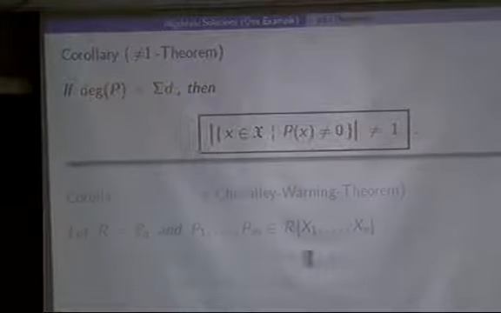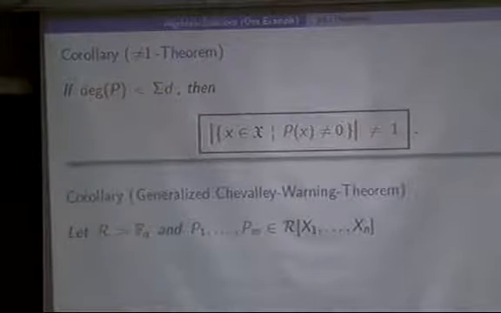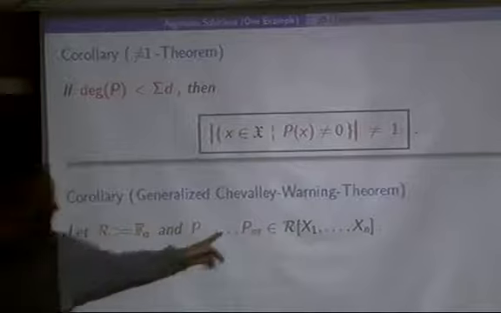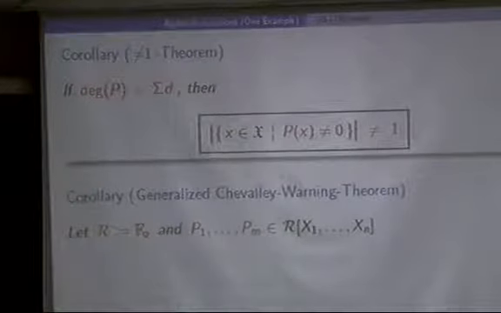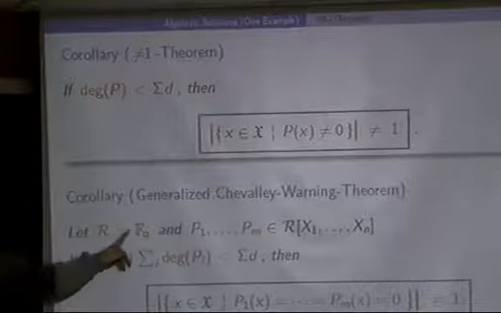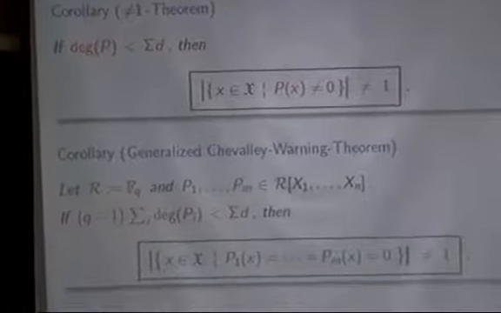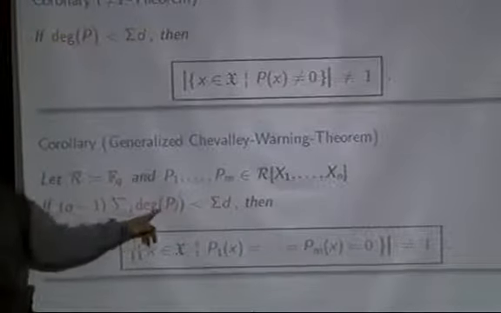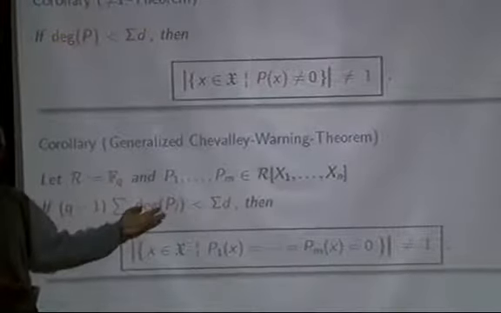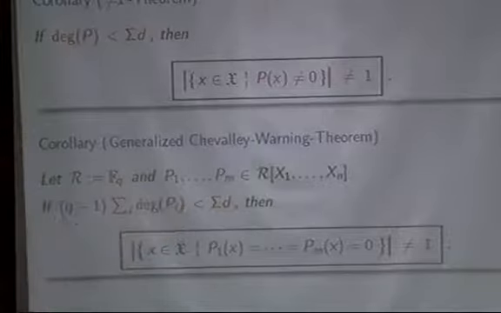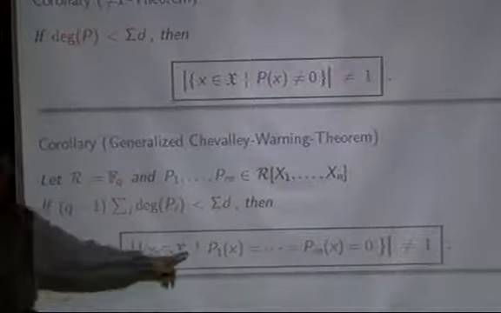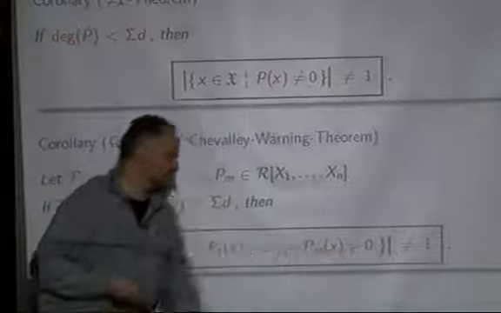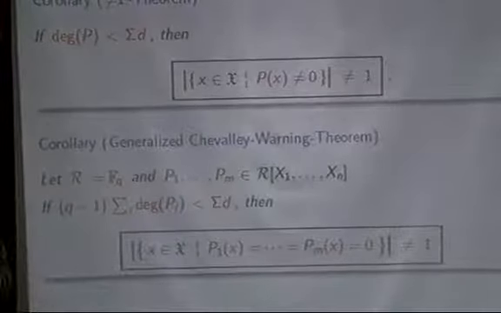And then we need also a corollary. In this corollary we have m polynomials, and here the ring must be a finite field. That's a serious restriction. And then again, the degree of the polynomials are small in some sense. And then we look at the simultaneous zeros of these polynomials.